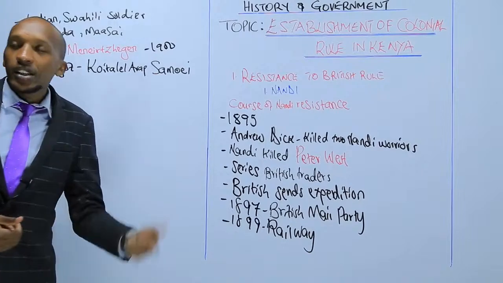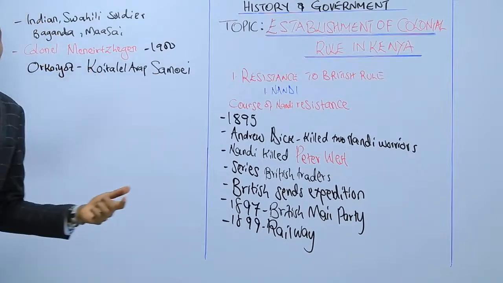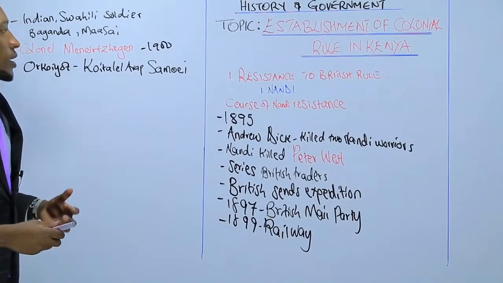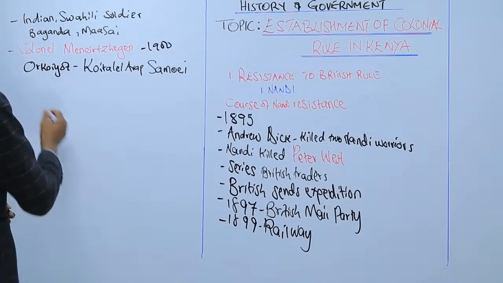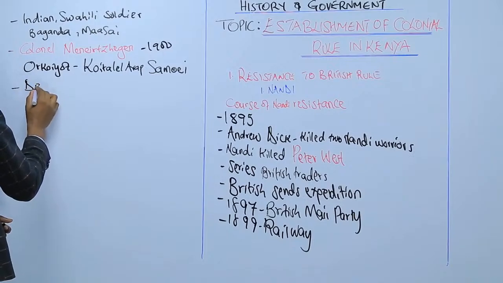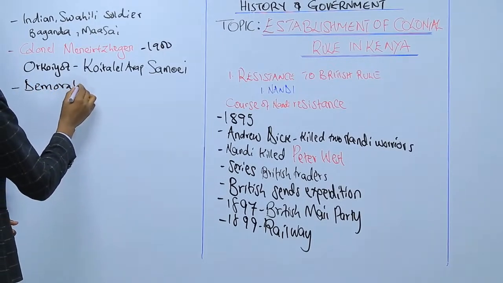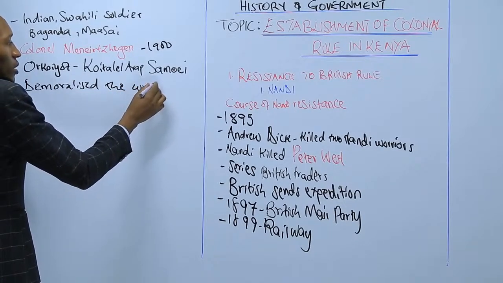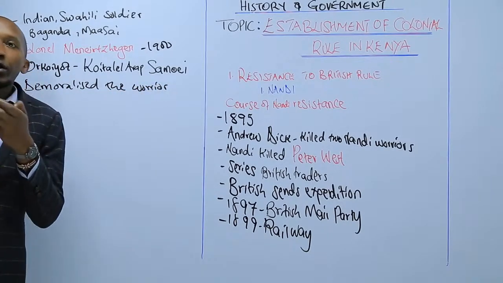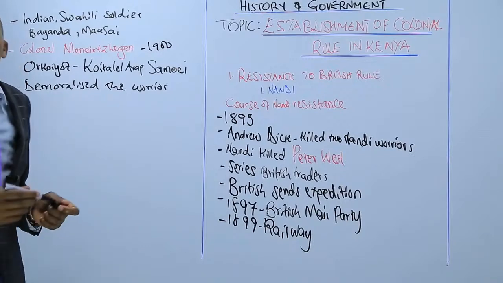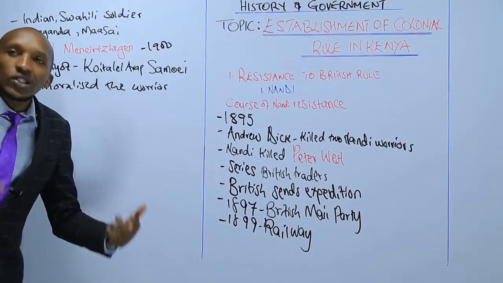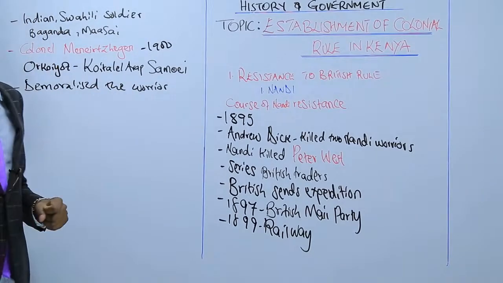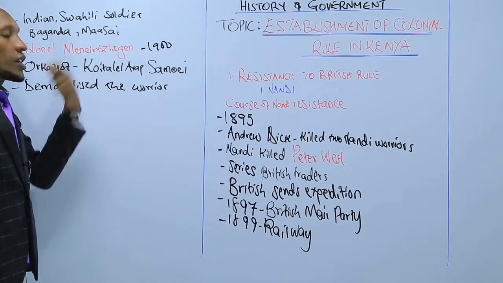But what he had in intention was to execute, and actually he executed Koitalel Arap Samoei along with some other leaders. So these demoralized the warriors who are fighting, because now the leader, the strength, the centerpiece, the cornerstone of their resistance has been captured and executed. And that was the strategy of this colonel.